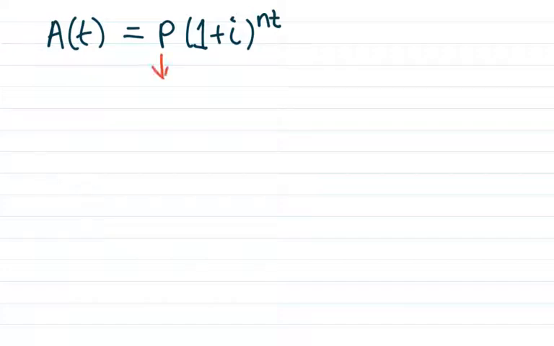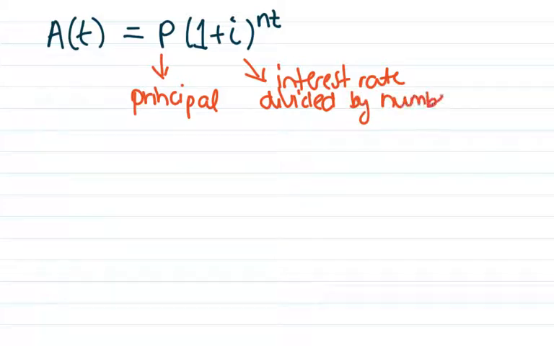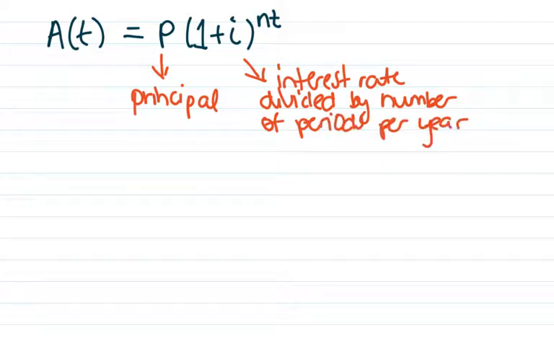P is the principal. I is the interest rate, but it's divided by the number of periods per year. So what that means is if the interest rate is 8% and it's compounded semi-annually, so twice a year, then we would divide it by 2 here. So we would put 0.04 there instead of 0.08.